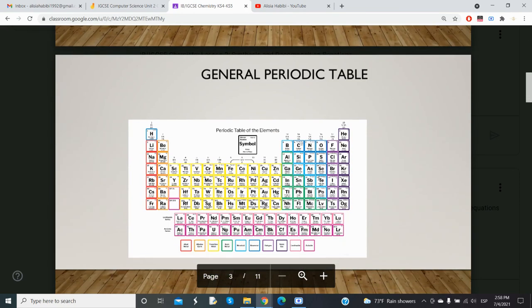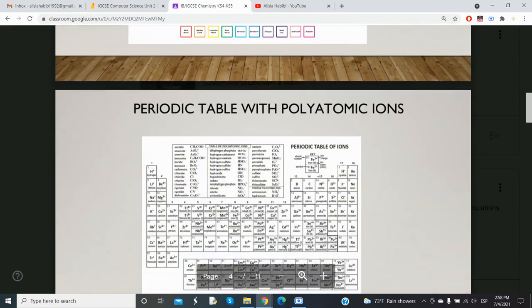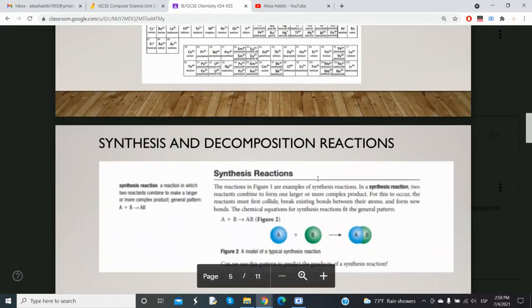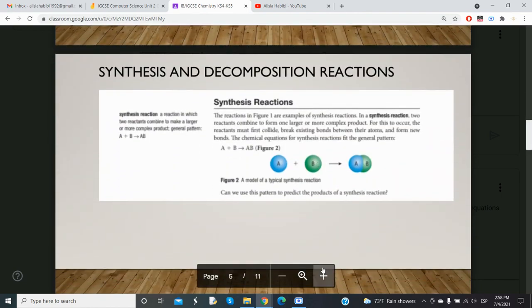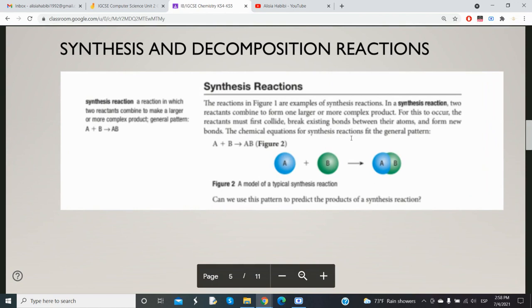So for today's lesson, as usual, I always have this periodic table available on the slide because we might use that, and also this polyatomic ion table as well. First thing we're going to understand is what a synthesis reaction is. Synthesis basically means where two reactants combine to form one larger or more complex product, or you could say compound. For this to occur, the reactants must first collide, which means they break their existing bonds between their atoms, and they form new bonds or new chemical compounds.